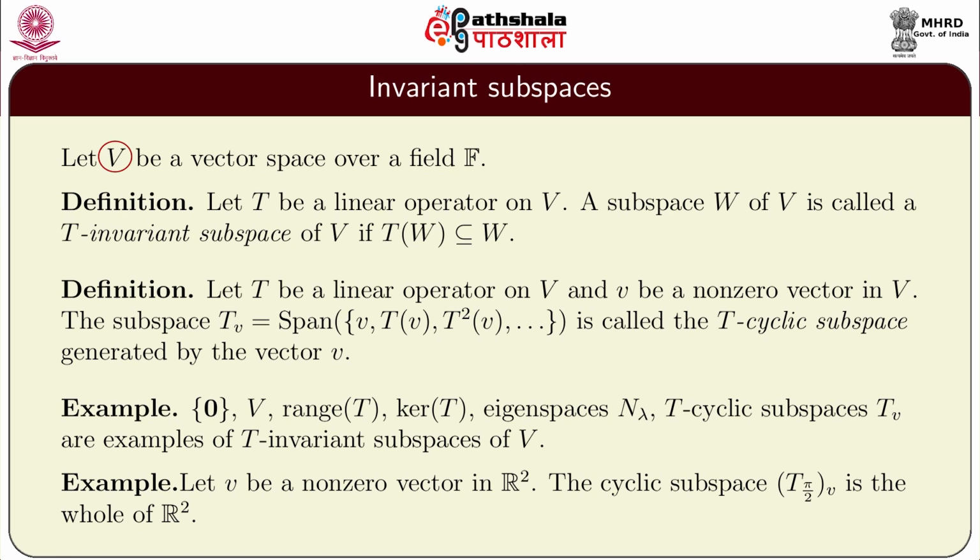Let V be a vector space over a field F and T a linear operator on V. A subspace W of V is called a T invariant subspace of V if T of W is contained in W. Another definition: suppose that v is a non-zero vector in the vector space V, then the subspace which we denote by T suffix v, which is the span of the set of vectors v, Tv, T square v and so on, is called the T cyclic subspace generated by the vector v.